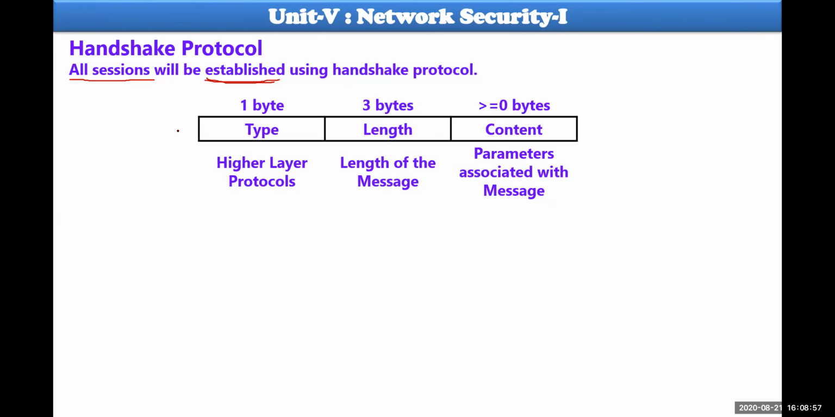The frame format has three components. Number one, the type: what is the type of the higher level protocol available after SSL. Then the length of the message, which must be 3 bytes. And then the content: what kind of content you are supposed to transfer using SSL. These are the three components of the SSL handshake protocol.